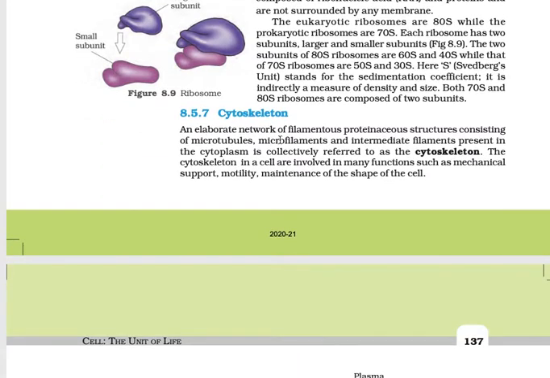Cytoskeleton. An elaborate network of filamentous proteinaceous structures consisting of microtubules, microfilaments, and intermediate filaments present in the cytoplasm is collectively referred to as cytoskeleton. These cytoskeleton in a cell are involved in many functions such as mechanical support, motility, maintenance of the shape of the cell.